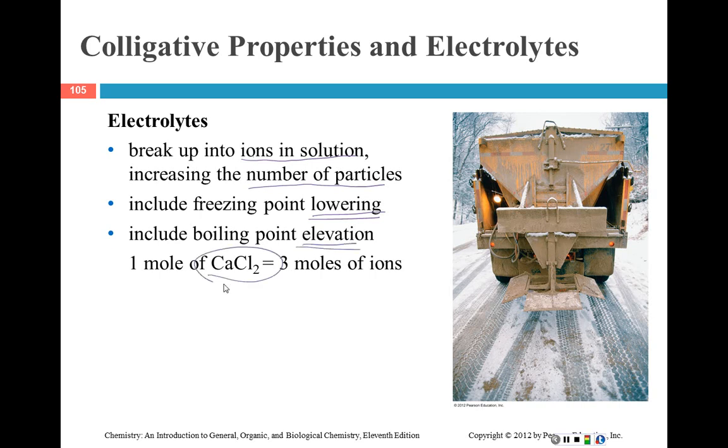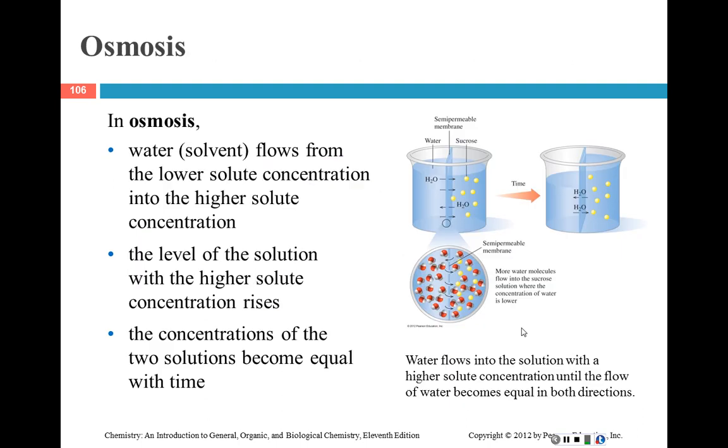Okay, so calcium chloride can be used, regular salt can be used, and what are they doing here? They're salting the road. So if they have lowered the freezing point, that means it's going to have to get colder in order for the ground to freeze.